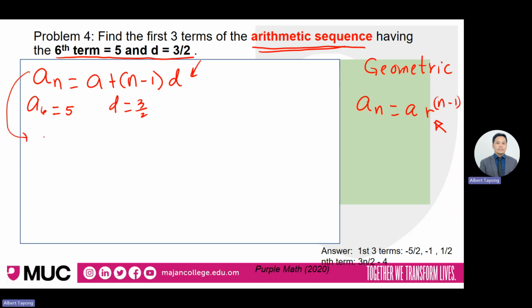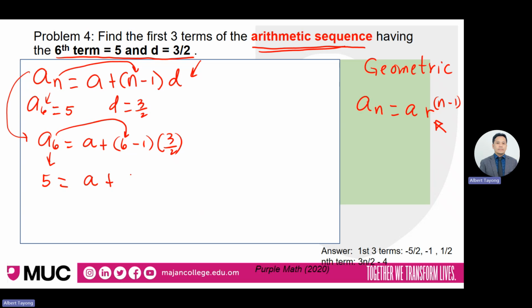So we change our n to 6 because the given is a sub 6, the 6th term. We don't have the a, so a plus our n will become 6 minus 1, times 3 over 2. Now substitute the value of a sub 6, which is 5. A plus 6 minus 1 is 5 times 3 over 2. So 5 equals a plus 15 over 2. That is 5 times 3 over 2.